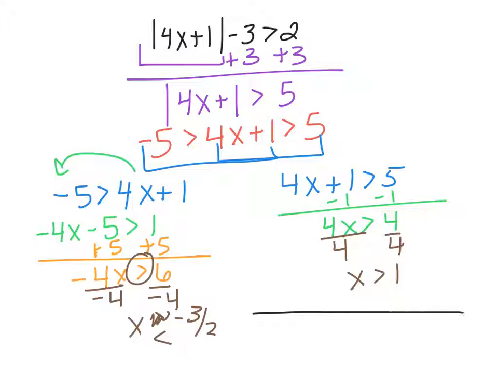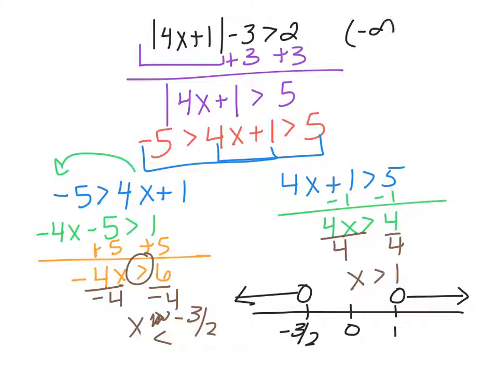So I'm going to go ahead and draw this out. Here's 0, here's 1. At 1 I have an open circle, and x is greater than 1. Negative 3 halves, I have an open circle, and x is less than that. So to write my final answer, I go from negative infinity to negative 3 halves, parentheses, union, I go from 1 to positive infinity.